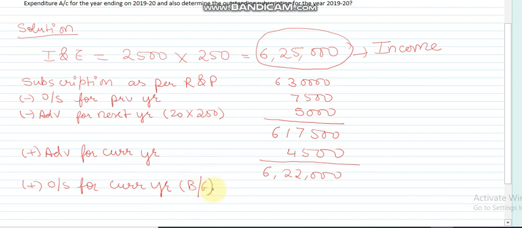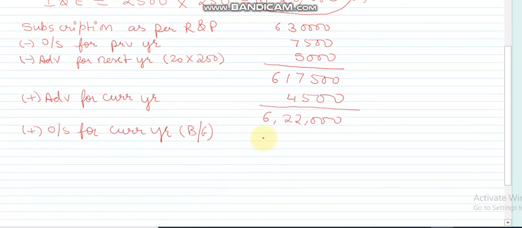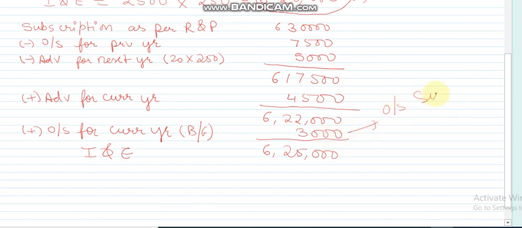Now the outstanding for the current year will be the balancing figure, because we know what amount is to be taken to the income and expenditure account. So the figure we are taking to the income and expenditure account, that is 6,25,000, as we have calculated earlier. So the outstanding will be of rupees 3,000. This will be the outstanding subscription for 2019-20. Hope the things are clear to you now.